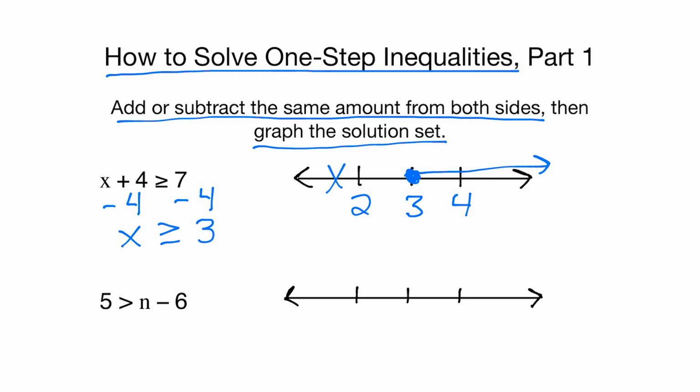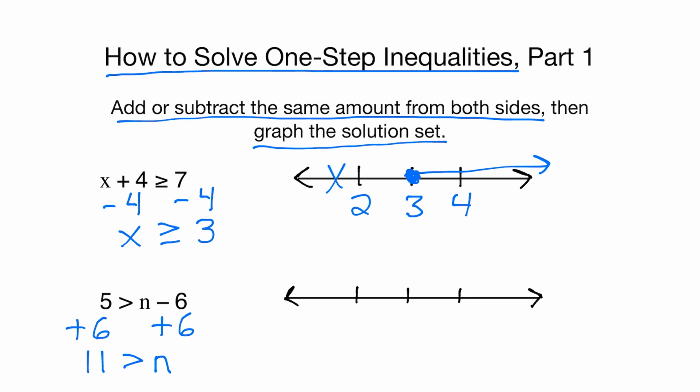Okay, next, we have 5 is greater than n minus 6. So we again need to isolate our variable, get the letter by itself. We have this minus 6, so let's do the opposite, which is add 6 to both sides. What we do on one side, we need to do on the other side. So n minus 6 plus 6 is just n. Keep the inequality here. And 5 plus 6 is 11.